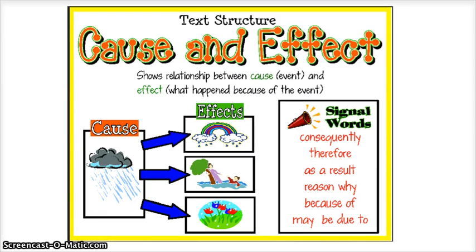Good evening. Tonight we're going to go over graphing cause and effect. We're going to use a few different organizers to graph some things. Remember that cause and effect can be signaled by using the words consequently, therefore, as a result, reason why, because of, and maybe due to.